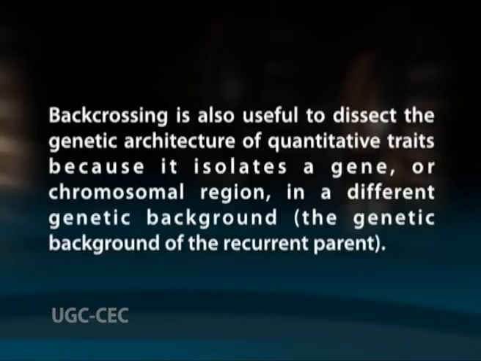Backcrossing is also useful to dissect the genetic architecture of quantitative traits because it isolates a gene or chromosomal region in a different genetic background, that means the genetic background of the recurrent parent. In fact, it is one of the few reliable methods to validate the additive effect of a quantitative trait locus or a candidate gene.